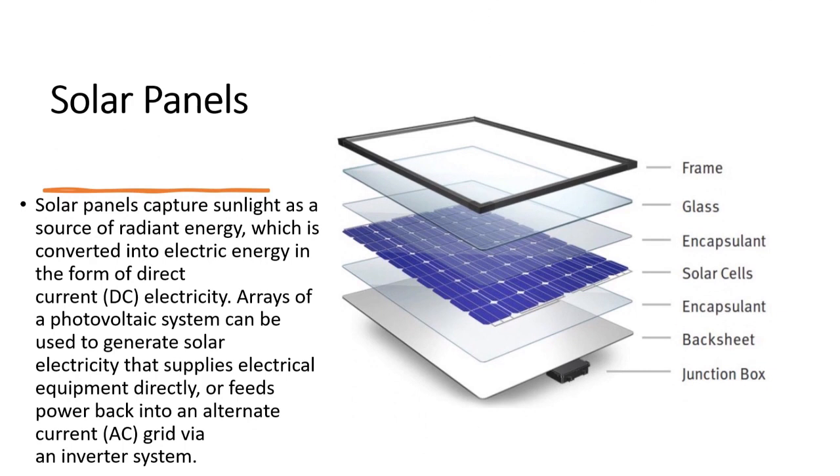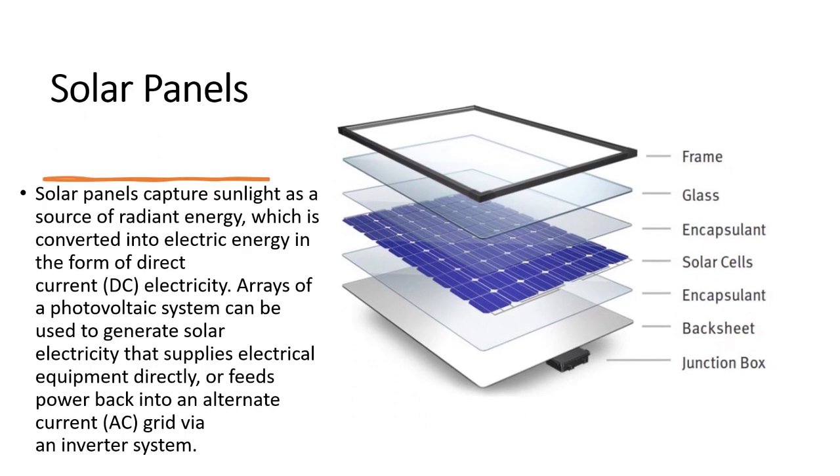Solar panels are very important because they capture sunlight as a source of radiant energy, which is converted into electric energy in the form of direct current. Arrays of a photovoltaic system can be used to generate solar electricity that supplies electrical equipment directly, or feeds power back into an alternating current grid via an inverter system.